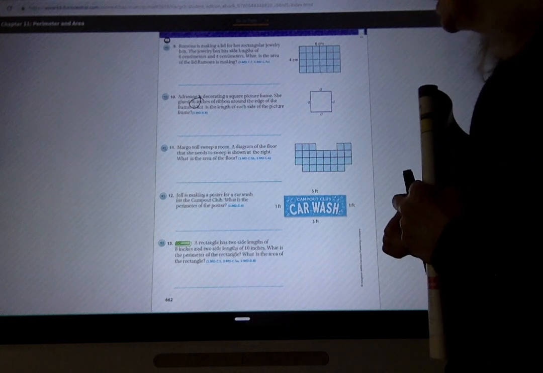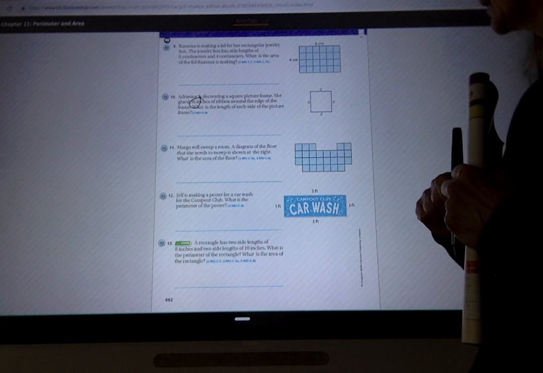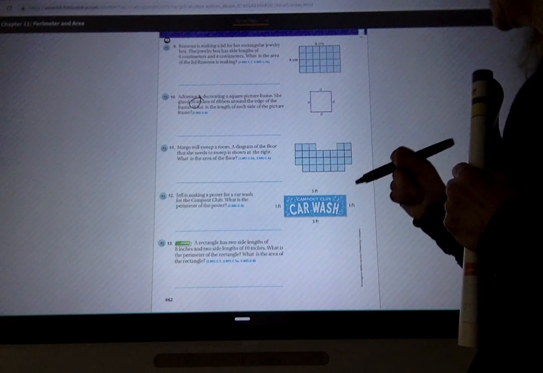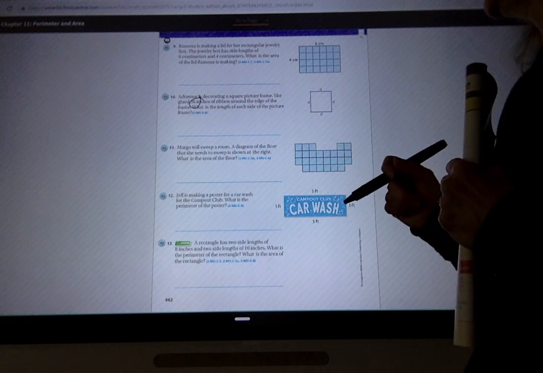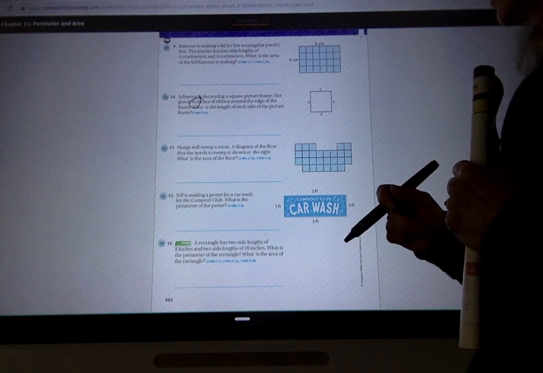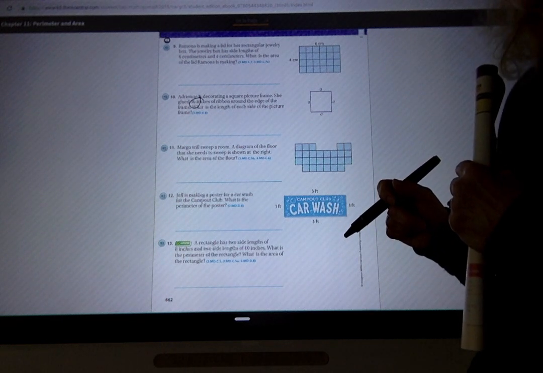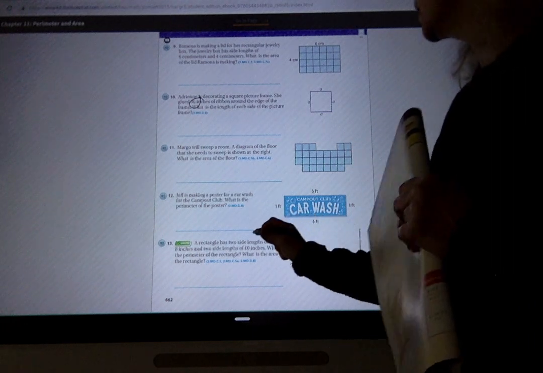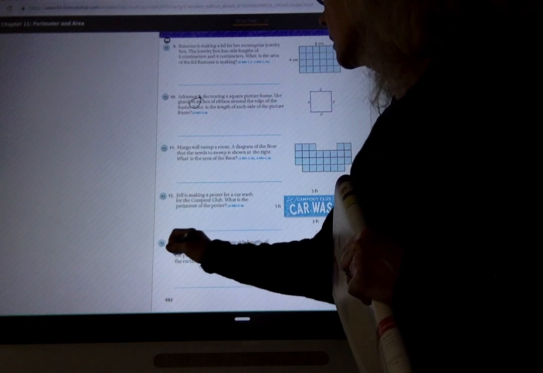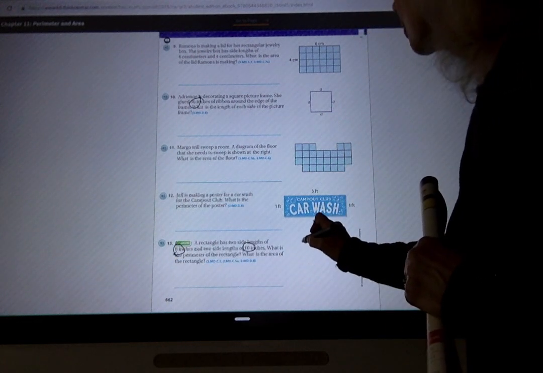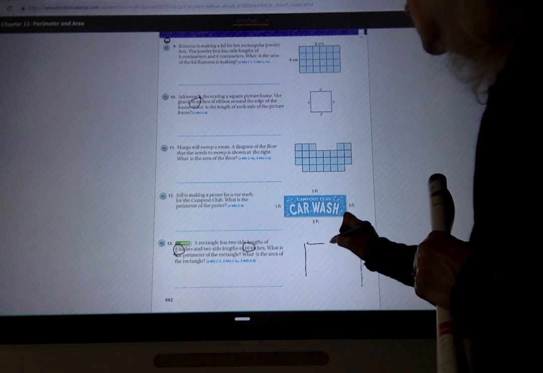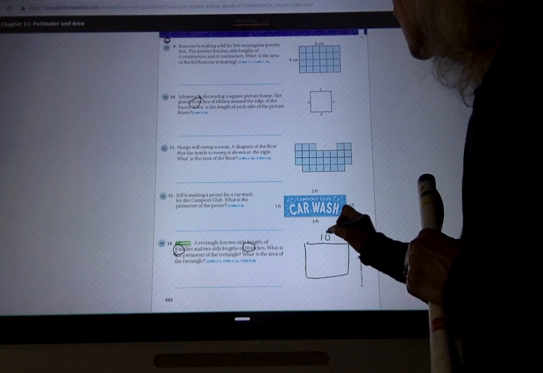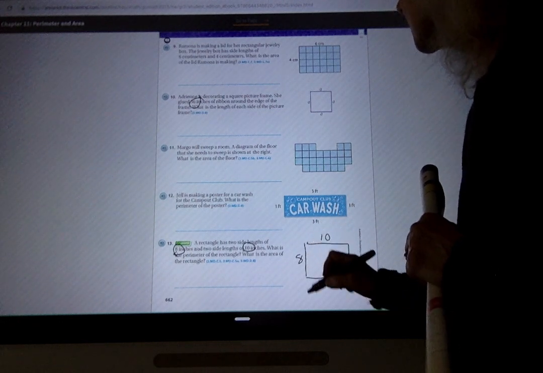And number 13, a rectangle has 2 side lengths of 8 inches and 2 side lengths of 10 inches. What is the perimeter of the rectangle? But I'm not finished. Then it says, what is the area of the rectangle? So I know my measurements. I am going to draw a picture that looks sort of like what it might be. And I know that this is 10 inches and this is 8 inches.